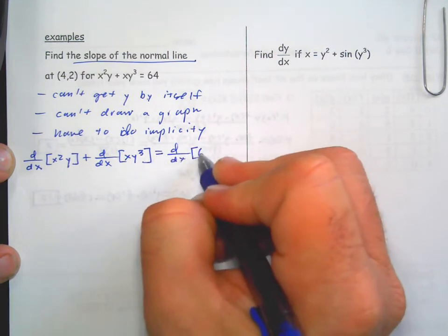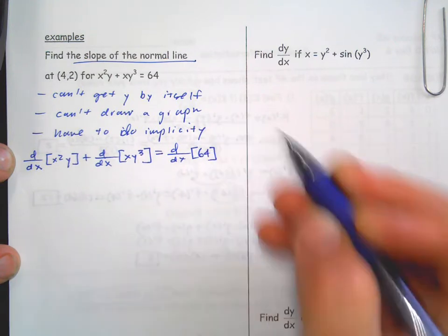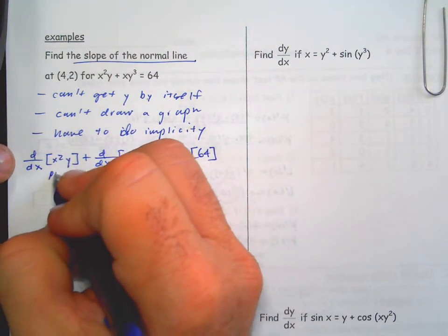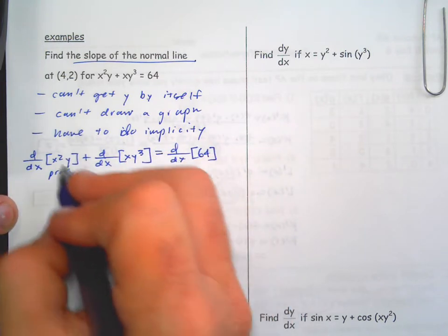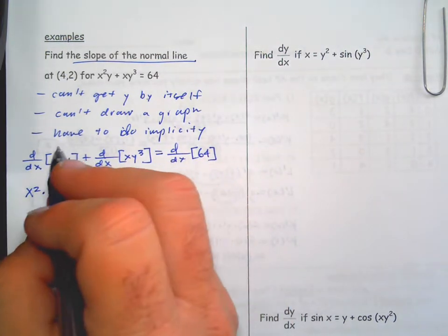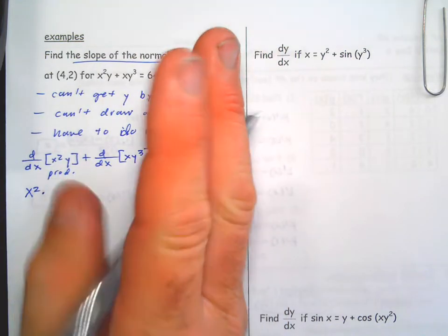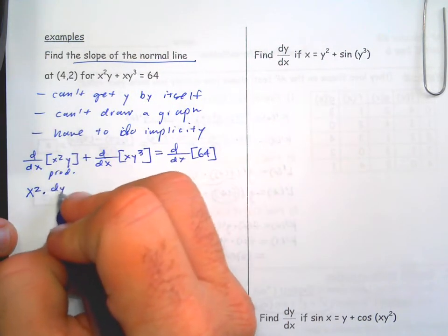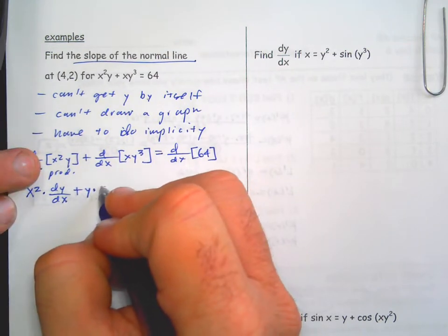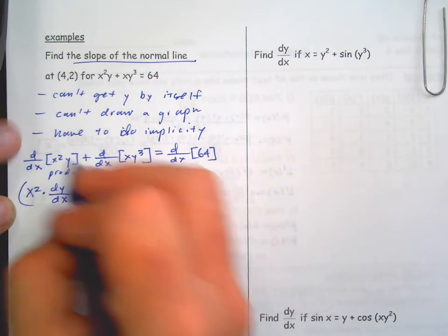Now, usually the y is by itself, so that's where we get the dy/dx from. Now, when I take the derivative of this, there's a product rule, so I've got to do that. I've got to do x squared times the derivative of y. Well, the derivative of y is 1 with respect to y, but with respect to x, you get a dy/dx, plus y times the derivative of x squared, which is 2x. So that's just that first one.